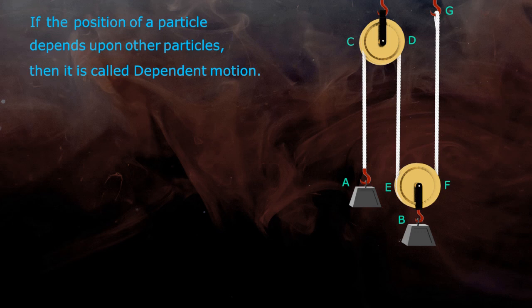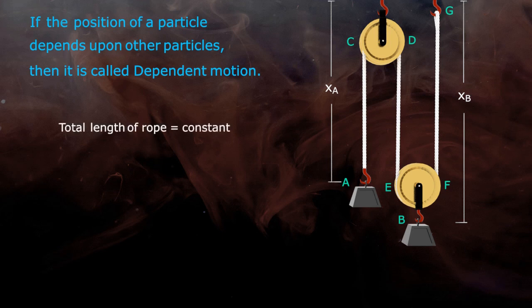Let's say A and B are at distances XA and XB respectively from the ceiling. Here we are interested in the changing or variable part of the rope because that will affect the positions of A and B. We won't worry about the part of rope which is constant. So here total length of rope from A to G is constant.